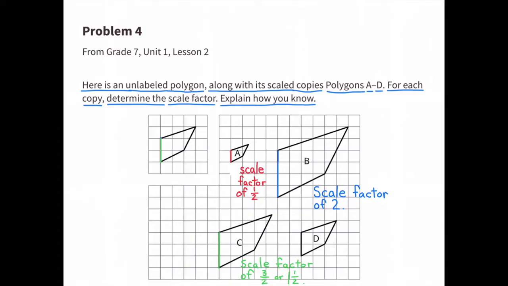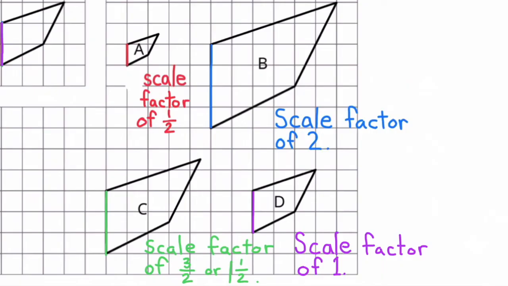The corresponding side length on figure D, or scale copy D, is exactly the same length as the original unlabeled polygon, so it has a scale factor of 1. Here's a closer look. Scale copy A has a scale factor of 1/2, scale copy B has a scale factor of 2, scale copy C has a scale factor of 1 1/2, and scale copy D has a scale factor of 1.